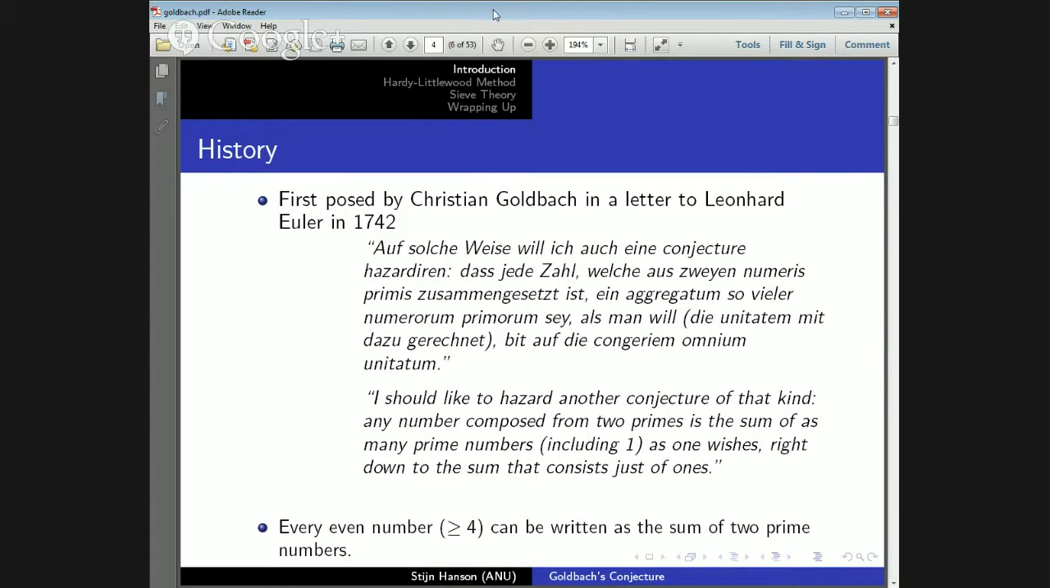So, there are pretty convincing numerics for this, and we've verified this conjecture up to a height of 4 quintillion. So every even number less than or equal to 4 quintillion, that's a 4 with 18 zeros after it, can be written as the sum of two primes. But being mathematicians and not physicists, we're not content with just evidence. We'd like actual proof, and unfortunately we haven't got that.